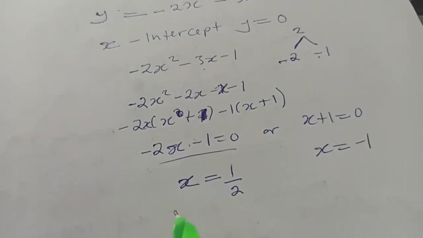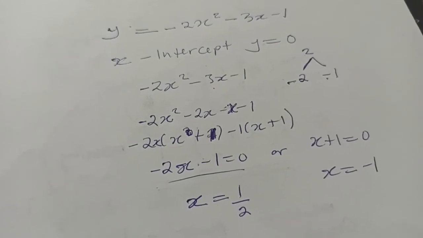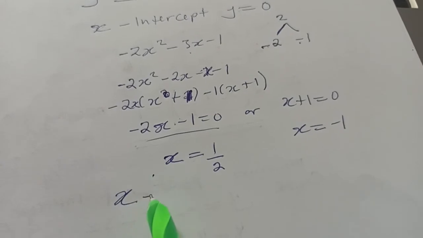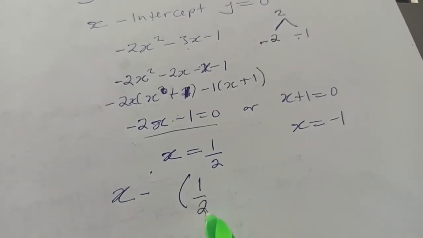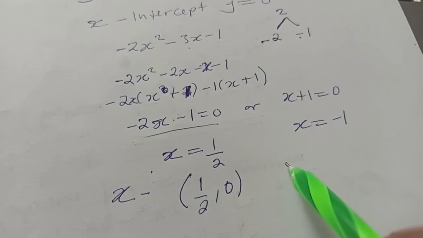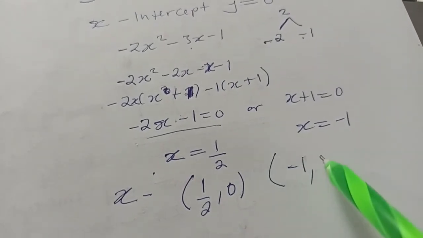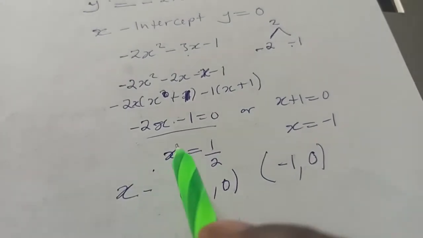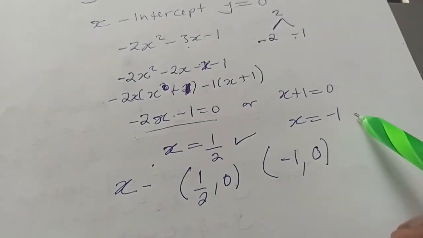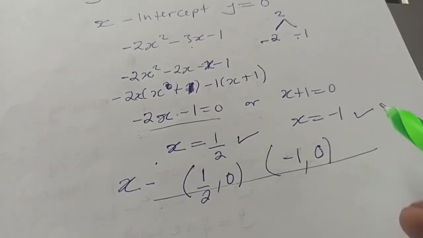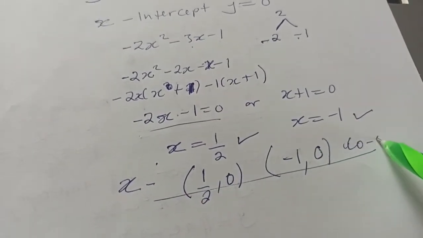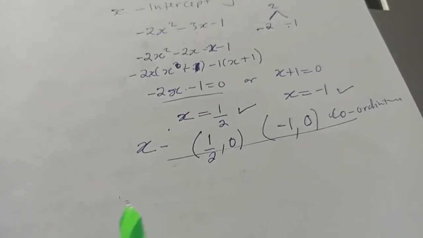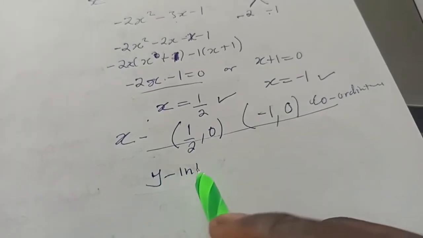So meaning this is the intercept of x. So the coordinates on the x-axis, we have 1 over 2, comma 0. Remember the y value is 0. This is negative 1, comma 0. So this is the x-intercept. The x-intercepts are these two. Then these are the coordinates of the x-intercept. How do you find the y-intercept?